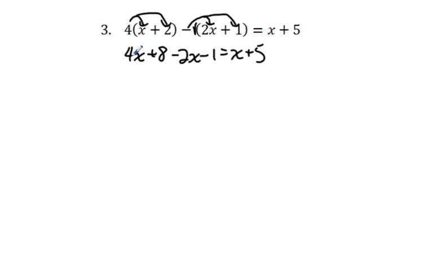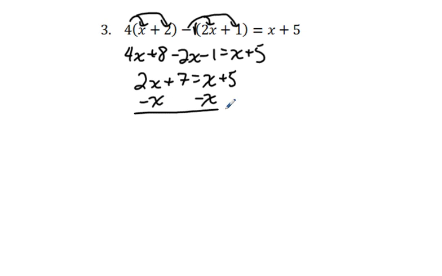Combine like terms, so 4x minus 2x is 2x. 8 minus 1 is 7. And now I have x's on both sides, so I need to get them all on one side. I'm going to subtract x from both sides. So I get x plus 7 is equal to 5. Subtract 7 from both sides to get x is equal to negative 2.